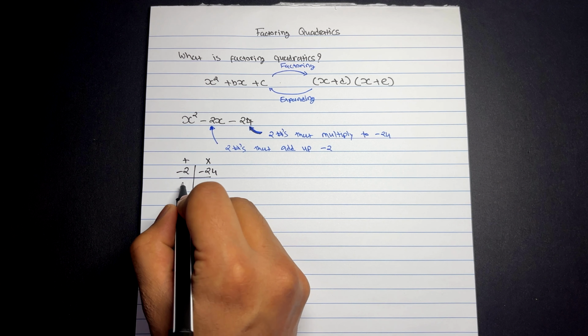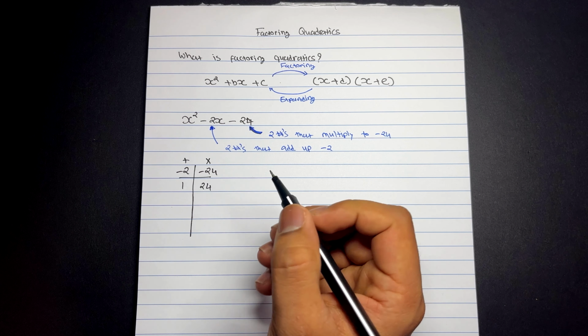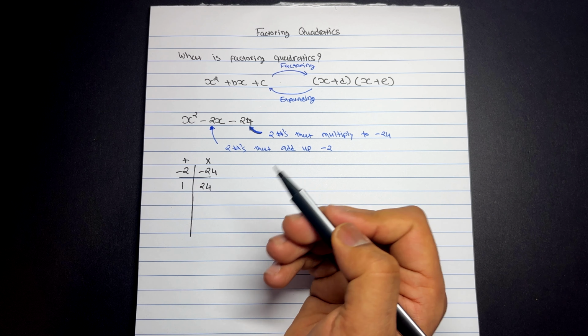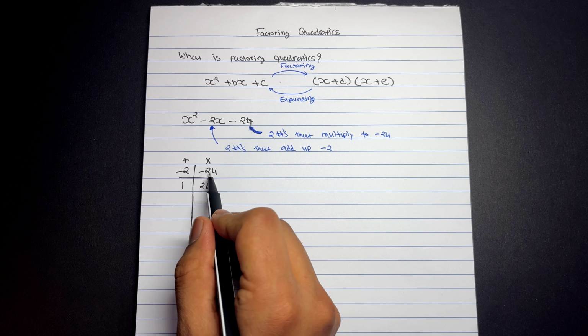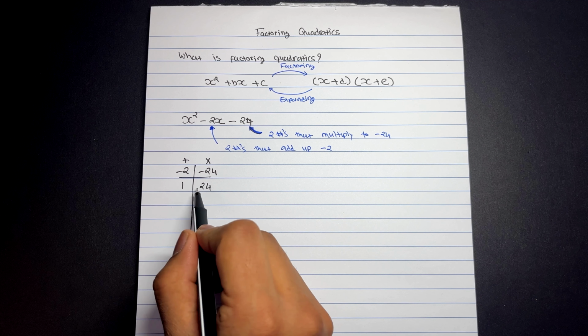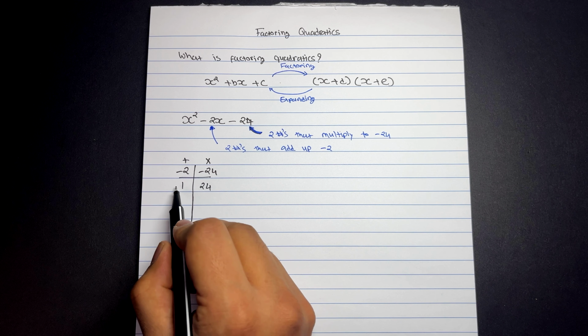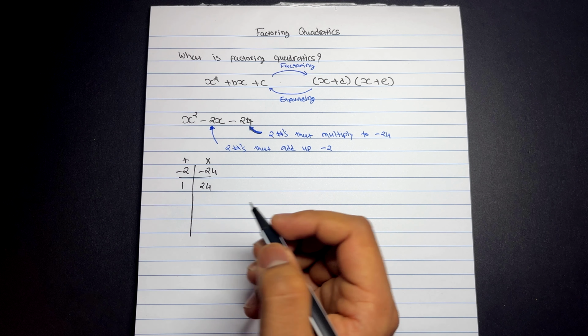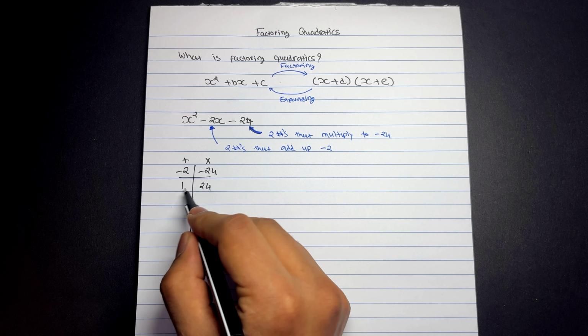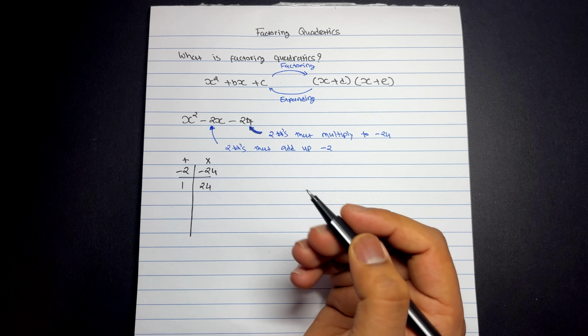So we know 1 times 24 is 24, right? So if we were to go negative 1 times 24, we'll get negative 24. But if we add them up, we won't get negative 2. If we go negative 1 plus 24, we'll get 23, right? So these two numbers won't work, so let's go to the next ones.